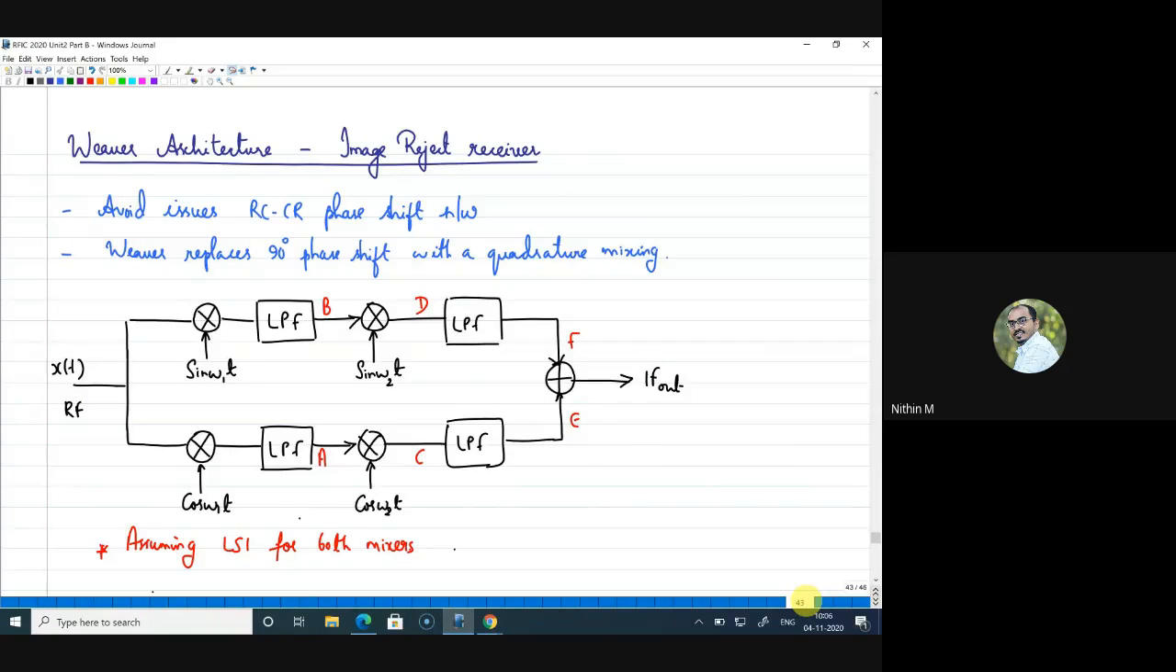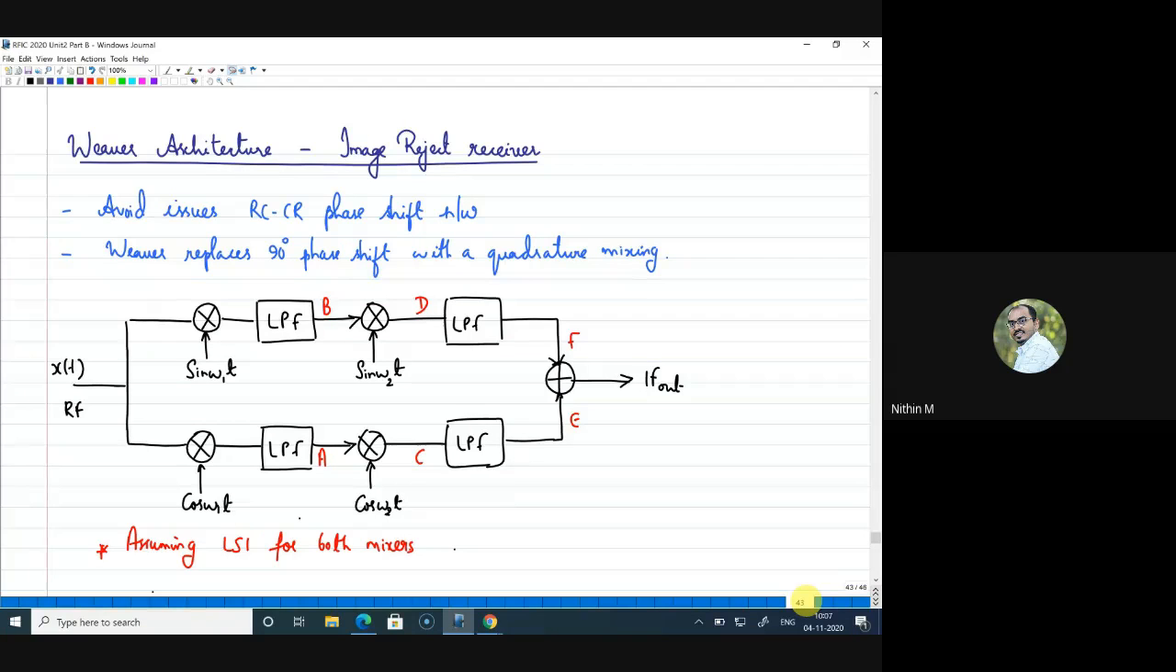So that is one of the main drawbacks of Hartley, and in order to eliminate the issues with the RCCR network, we are looking at another architecture called the Weaver architecture. This is also an image reject receiver architecture, where the 90-degree phase shift operation is replaced using one more quadrature mixing. That is what we have seen yesterday, and this is the architecture of Weaver. Now we haven't written the equation, so we'll analyze this both mathematically and graphically.